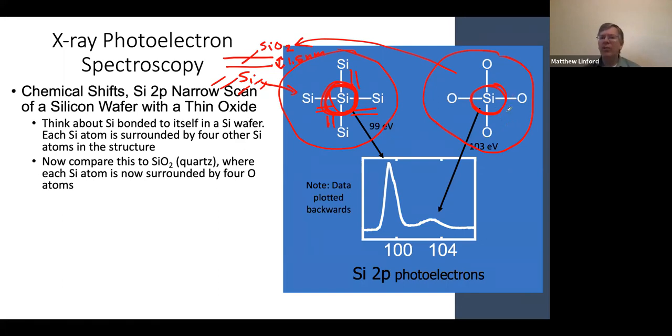But that's not the case over here on the right. Oxygen is simply more electronegative than silicon. In fact, oxygen is the second most electronegative element after fluorine. And so because oxygen is so electronegative, I get electron withdrawal, or deshielding is another way to look at this. I get electron withdrawal from this silicon. The oxygen atoms pull electrons away from the silicon. That deshields the electrons that are there. That means that the core electrons that are left feel the nuclear charge.